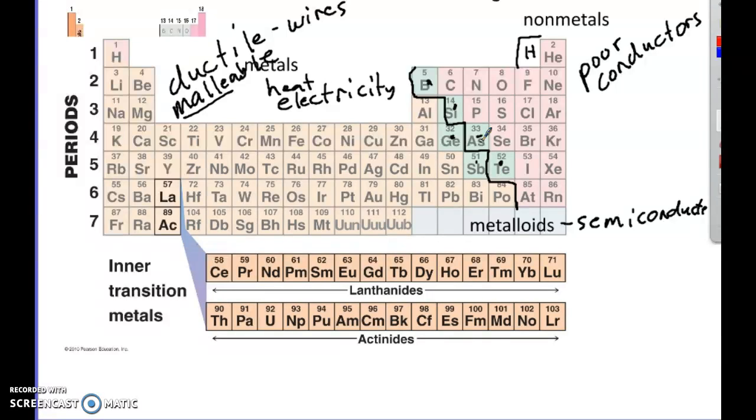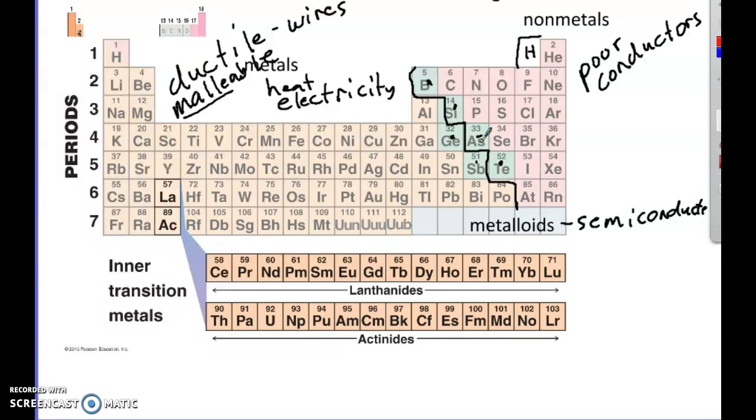But basically, metalloid means metal-like. They're like metals, but they're kind of like nonmetals. They're kind of in between, sitting on the fence, can't decide which way they're going to go. Okay, all right. Now, a couple other things real quickly before we go on.